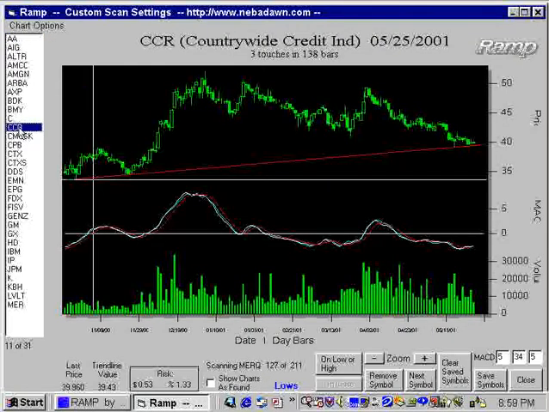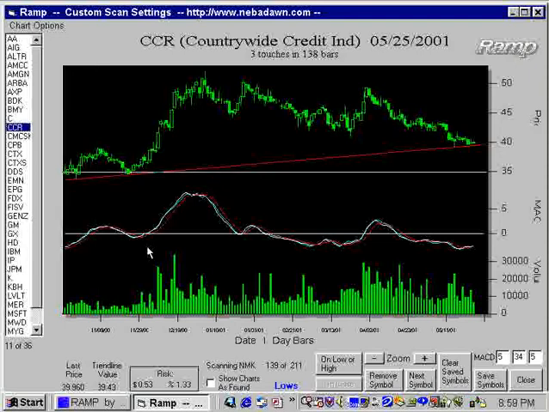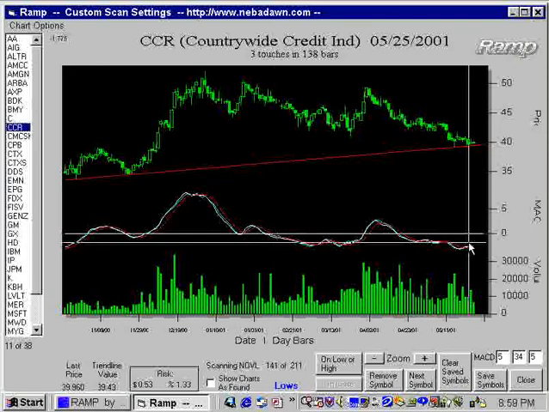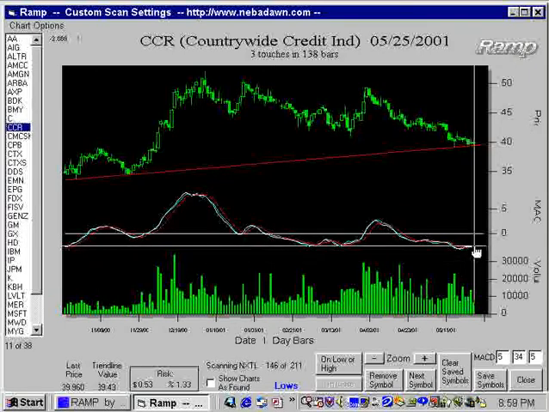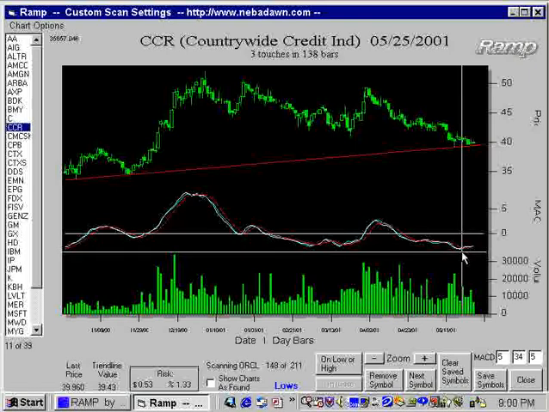For instance, here's Countrywide Credit. It's fallen back to a trend line, and it looks as though it might be respecting it. The center chart window has a MACD, and you can see a little divergence starting to form in the MACD chart.